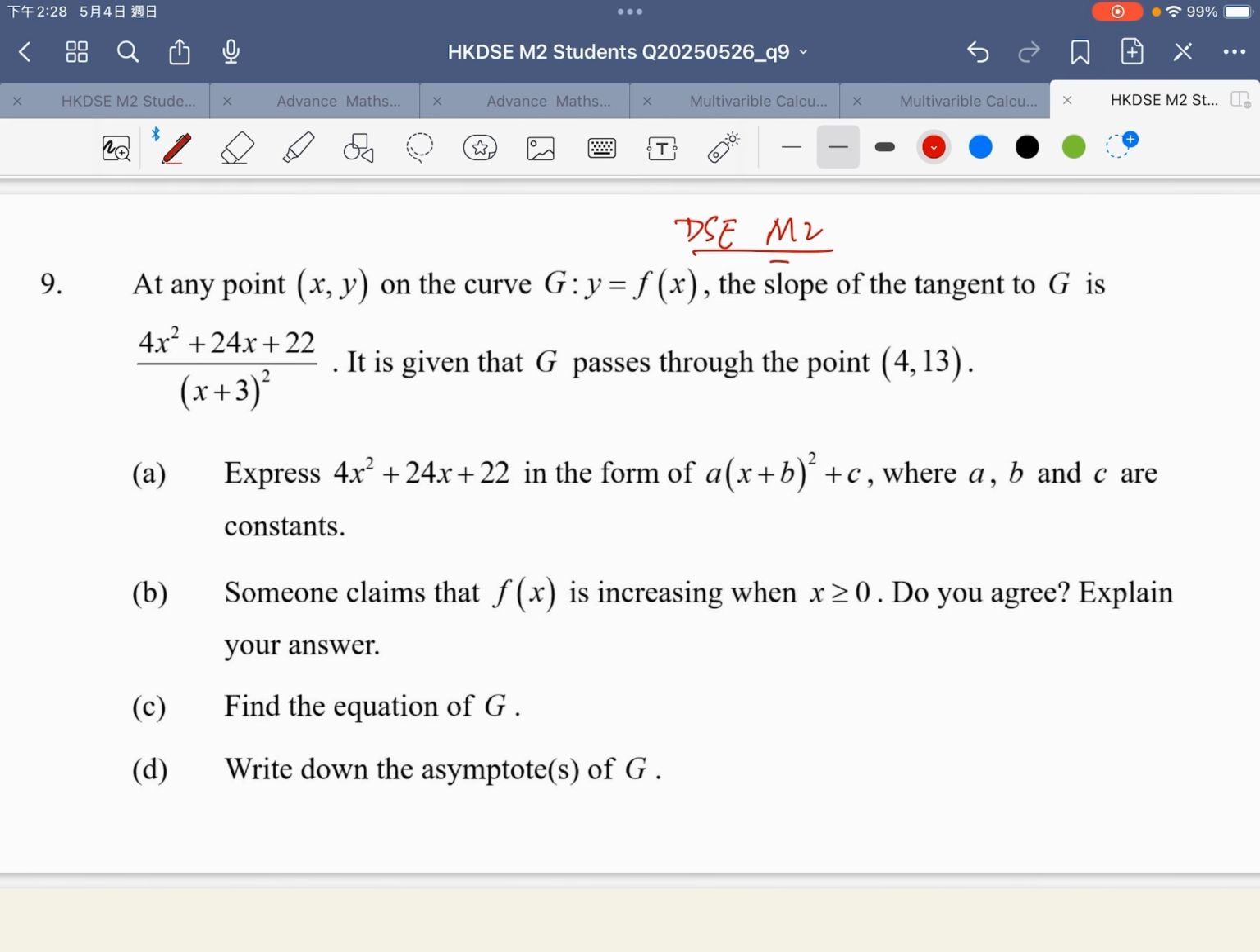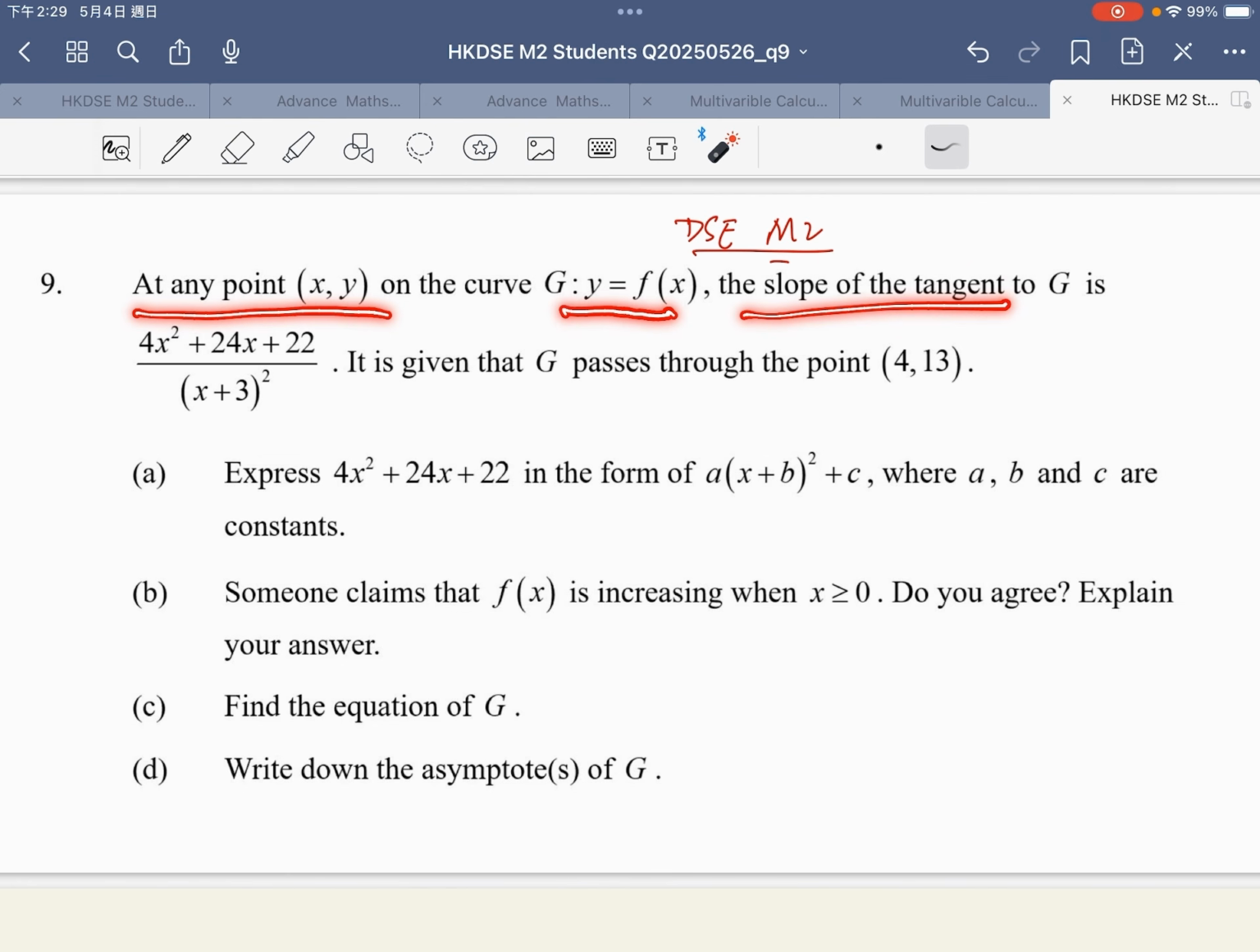This question is from one of my students, DSE M2. This is a curve stretching question. I also doubt that her question is very similar to the question in this year. Even the asking type and the tone are exactly the same as the DSE M2 question in the year 2025. So crazy. Okay, let's look at this question.